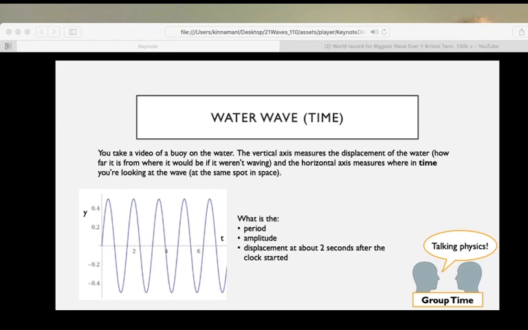Here's one for you guys to try. So again, I'll give you a couple minutes and then I will go over my answer. So this is our same water wave. Now you take a video of a buoy on the water. So we're looking at one place, just this float in the water. And then we're tracking what is its displacement.